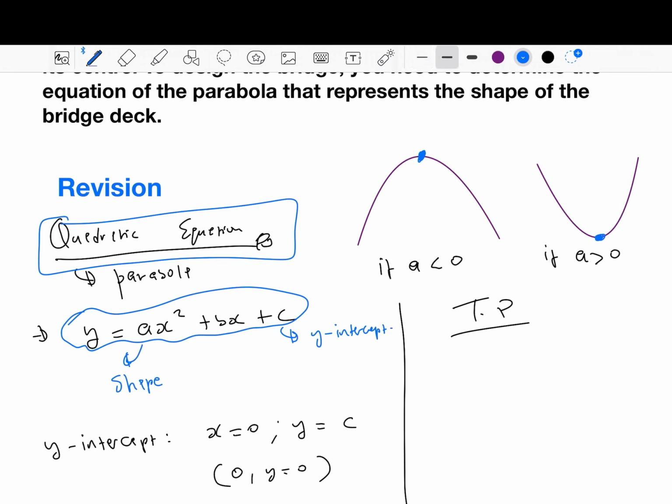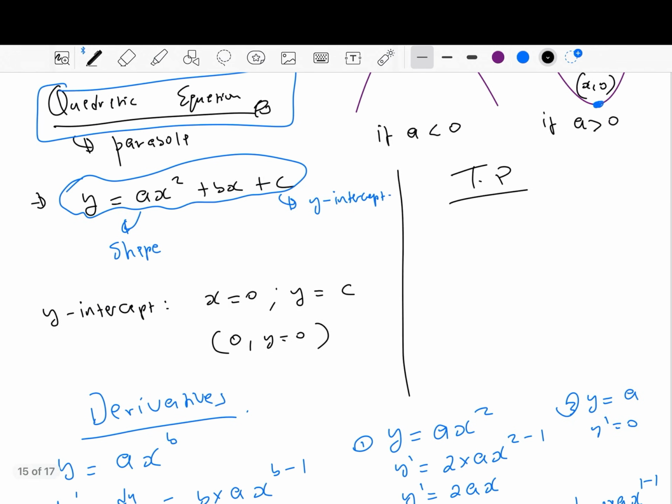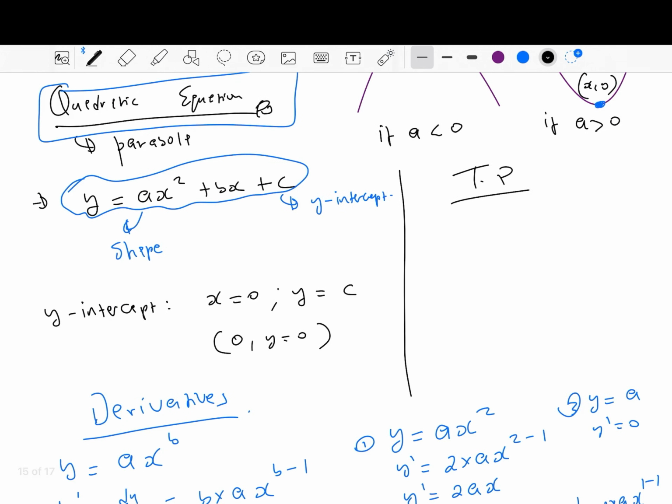And of course, because we are looking at it in a two-dimensional space, a turning point has an x value and a y value. So it has an independent value and a dependent value. You need to be able to identify the x value of the turning point, and that's very important. So how do you calculate the x value of a turning point?